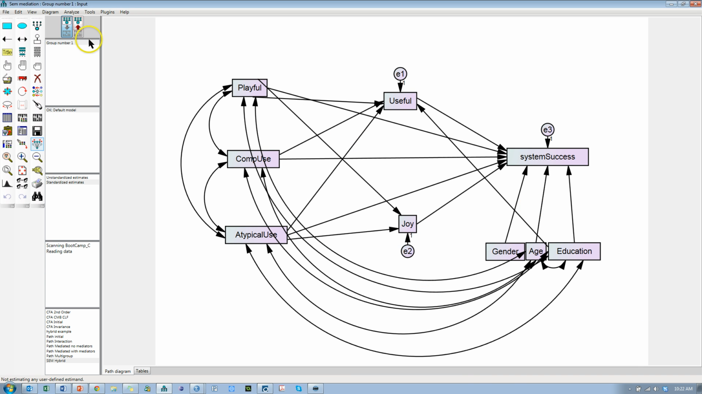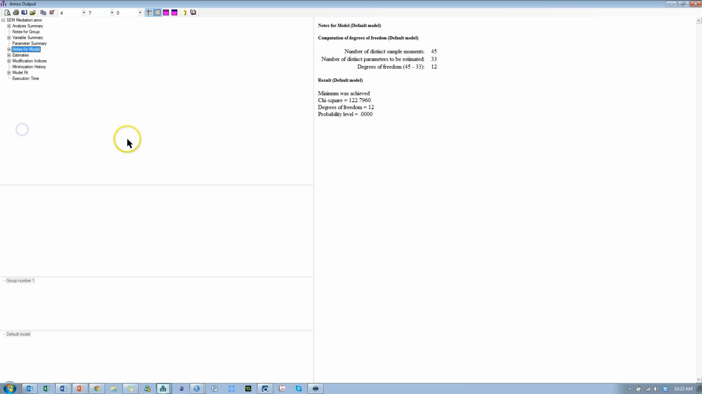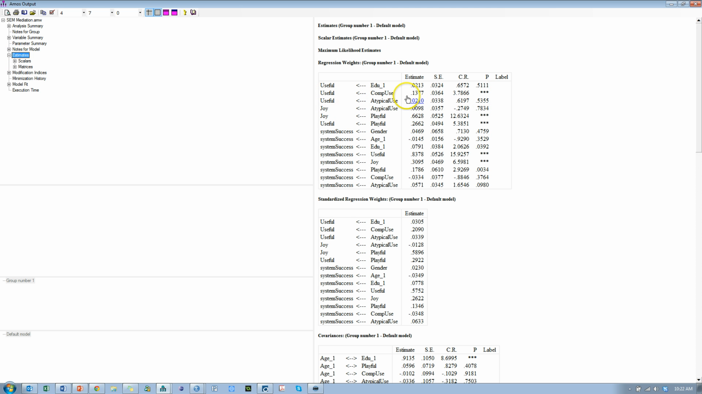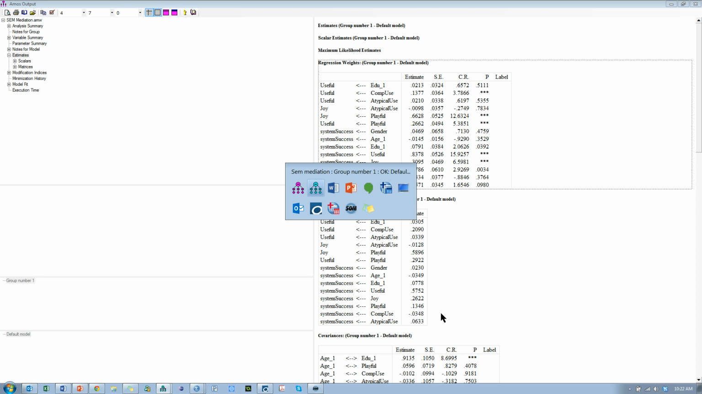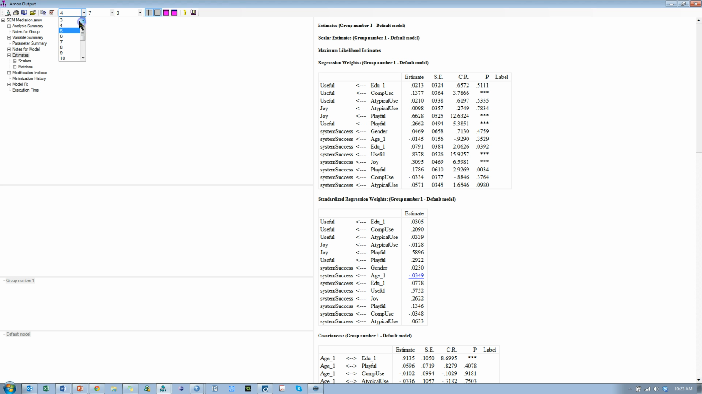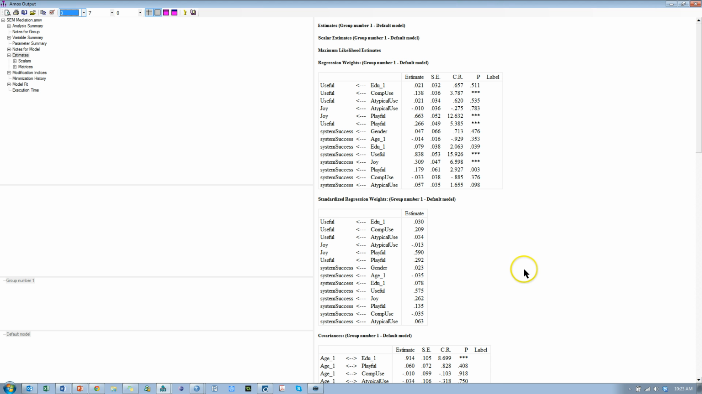Here. So 0.59 and 0.26, both significant is my guess, right here. Play to joy, significant. And joy to success, significant. And now we're looking at comp to success, not significant. And the effect is negative 0.0348, but negative 0.035 essentially, changed back to 3 decimals. There you go, negative 0.035.